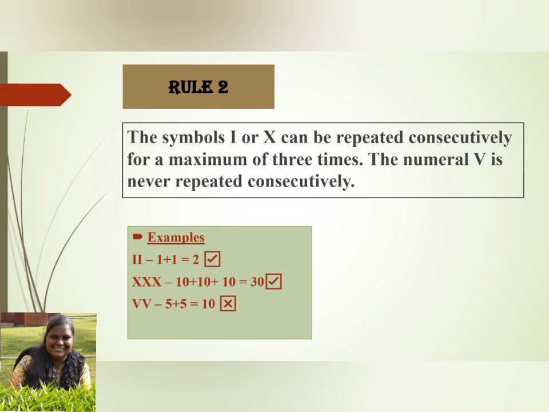Then how will we write this 10? Yes, we will write X is equal to 10. Now see here, XV. Now we have used the symbol V only once. So therefore this is correct. Now what is the answer? 10 plus 5 is equal to 15. Let's move into the next rule.